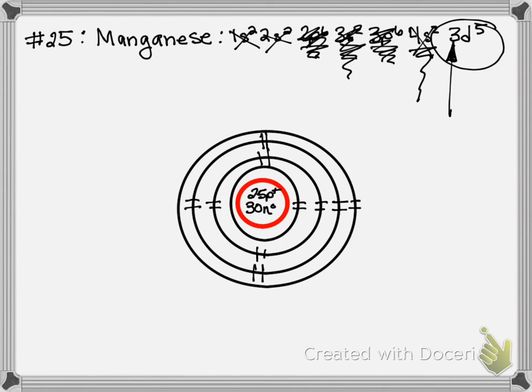So now, if you could do me a favor, again, put your pencils down, make sure you're watching. I'm going to put the first electron in the upper right corner. Second electron in the upper left corner. Third goes on the lower left. Fourth on the lower right.